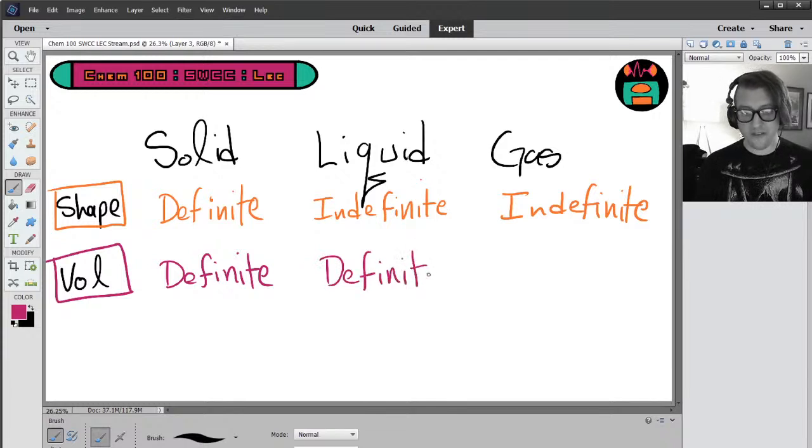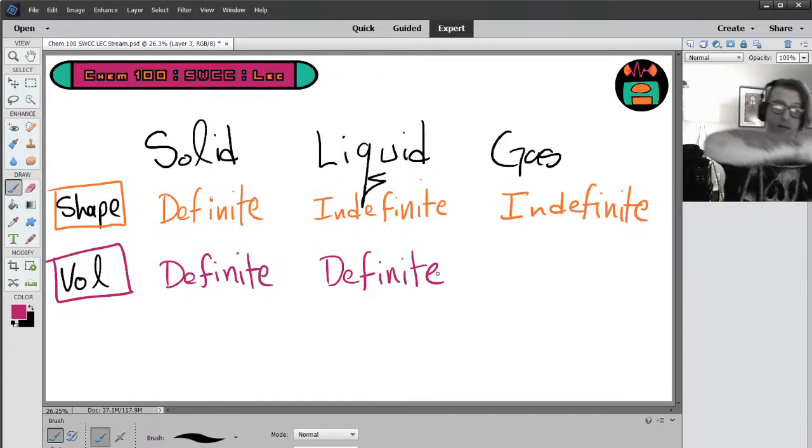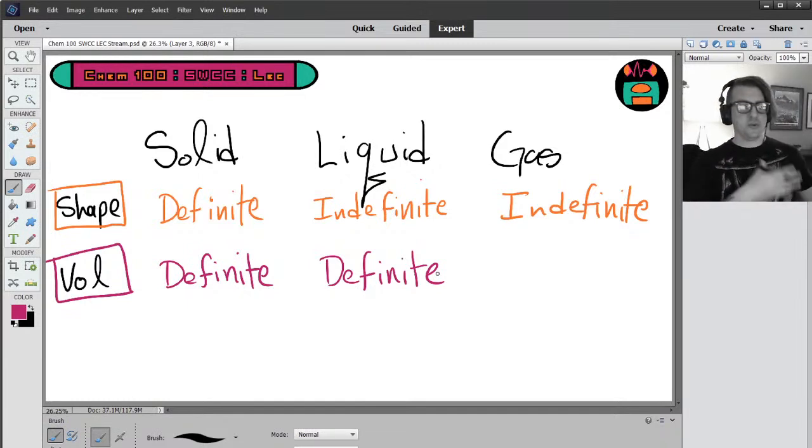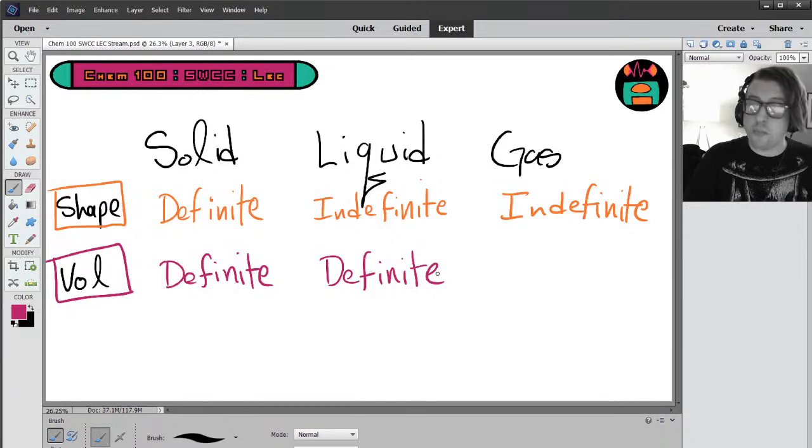All right, if you have 2 liters of soda, it doesn't matter if you take the 2 liters of soda and pour it out into a bowl. I don't know why you do that, but if you did, it would still occupy 2 liters in a different shape, right? Because the shape of a liquid is indefinite, but the volume doesn't change. The volume of a liquid is defined.